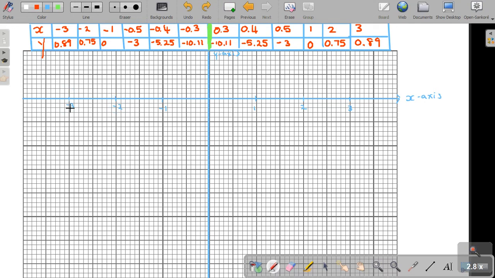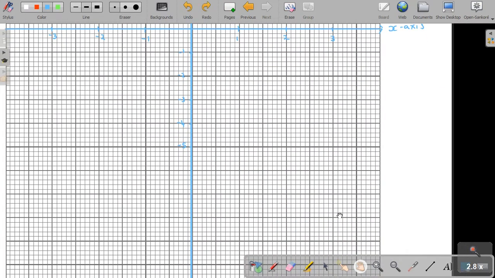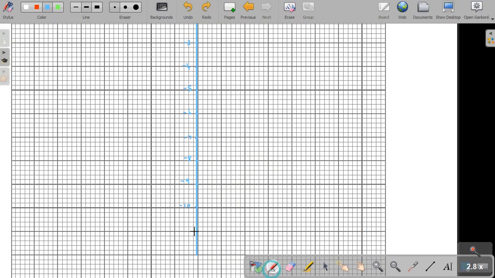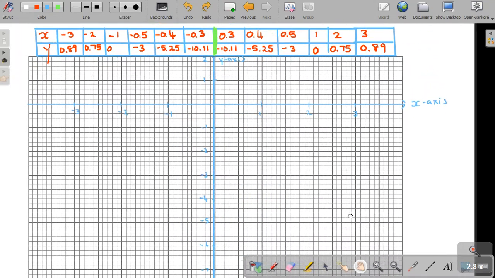And then they said 1 centimeter to represent 1. So this is 1, 2, -1, -2, -3, -4, -5, -6, -7, -8, -9, -10, -11. Okay. And now I think we are ready to start plotting.